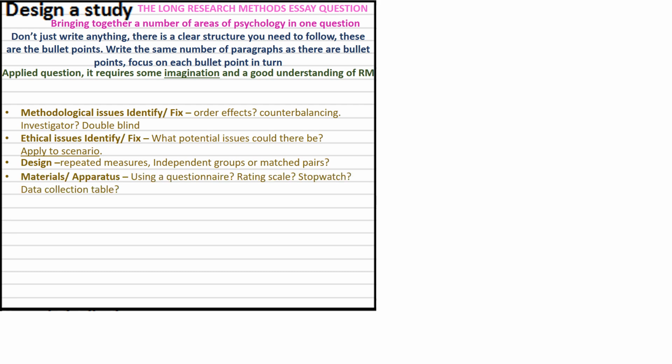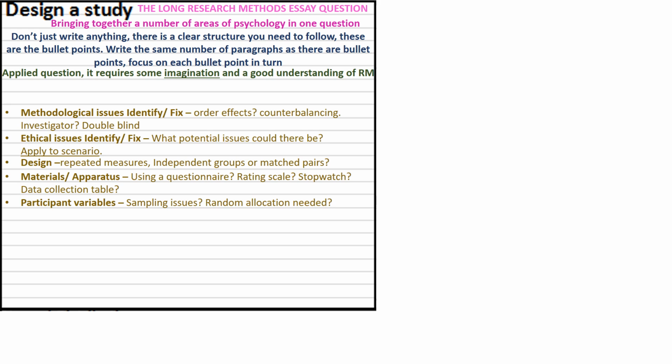Materials and apparatus. Sometimes that seems a little bit scary because you might be thinking, apparatus, we're not necessarily looking at EEG machines or something really impressive. A questionnaire is a material. A rating scale of 0 to 7 is materials. Perhaps a stopwatch or a data collection table. Really basic stuff that you need in order to carry out whichever the experiment is or the observation.